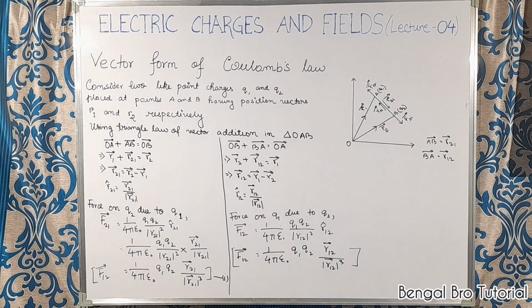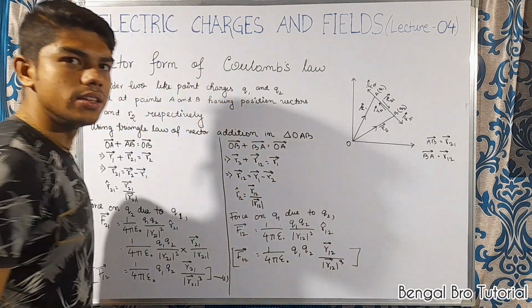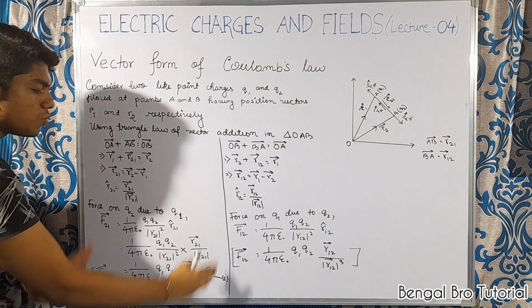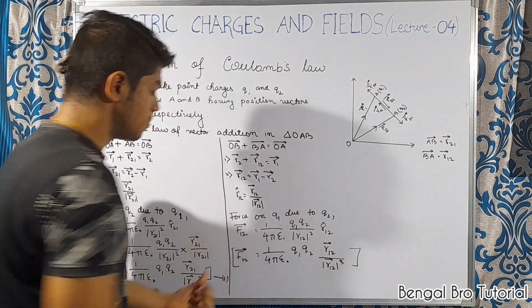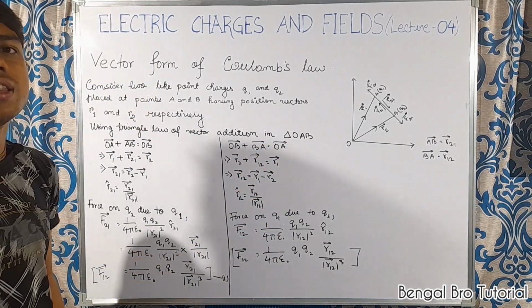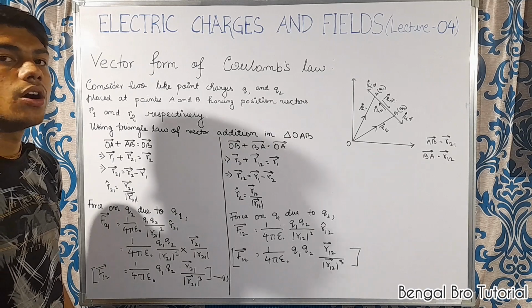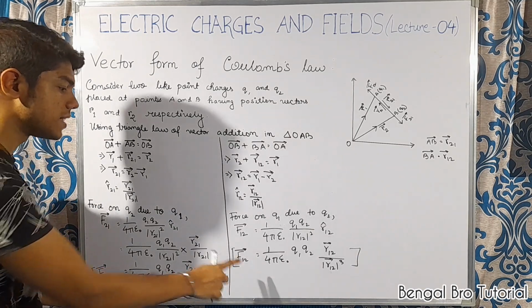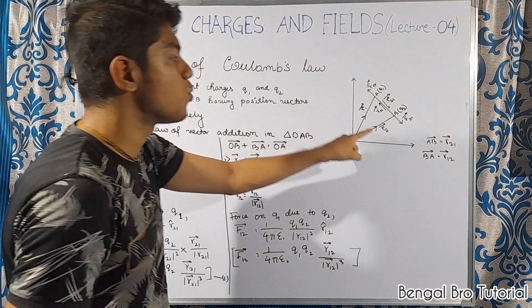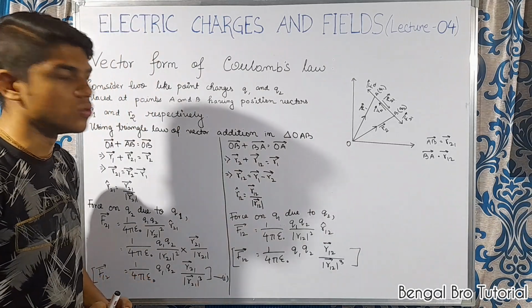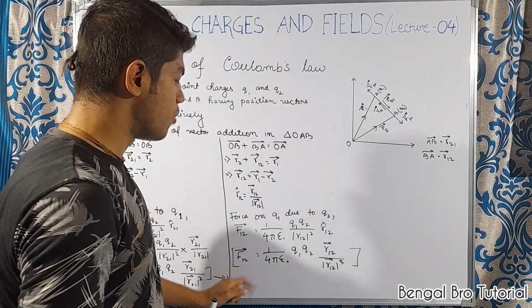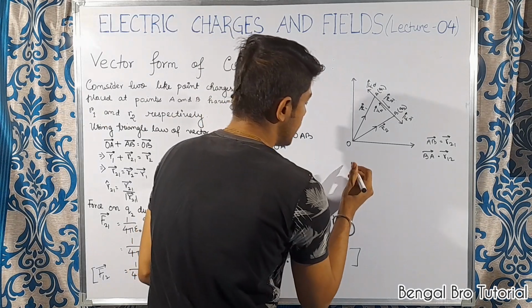And in exam, if you are asked to derive the vector form of Coulomb's law, then you can either approach in this way or in this way. Both these expressions represent the vector form of Coulomb's law. Also, if you want to express them in terms of position vectors r1 and r2, that also you can do. Let me express F12 in terms of r1 and r2 only.